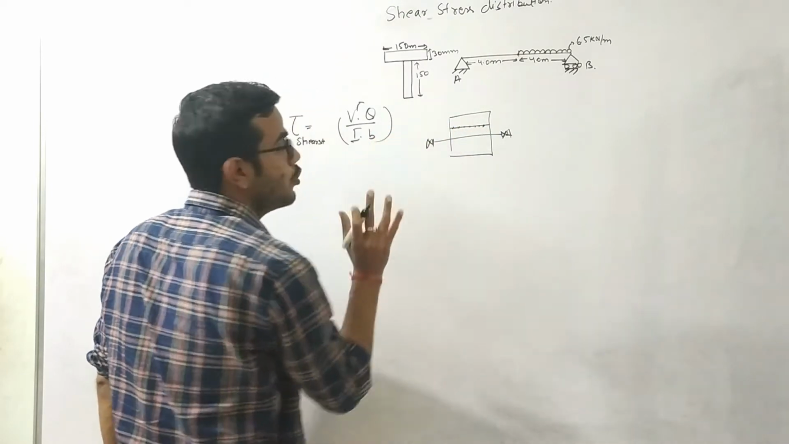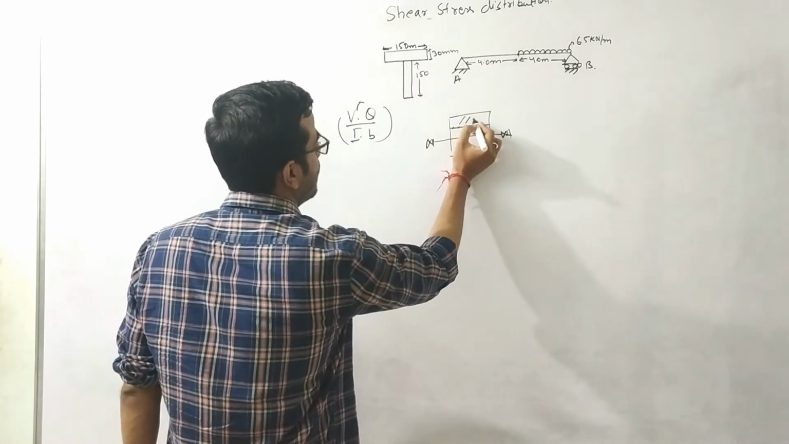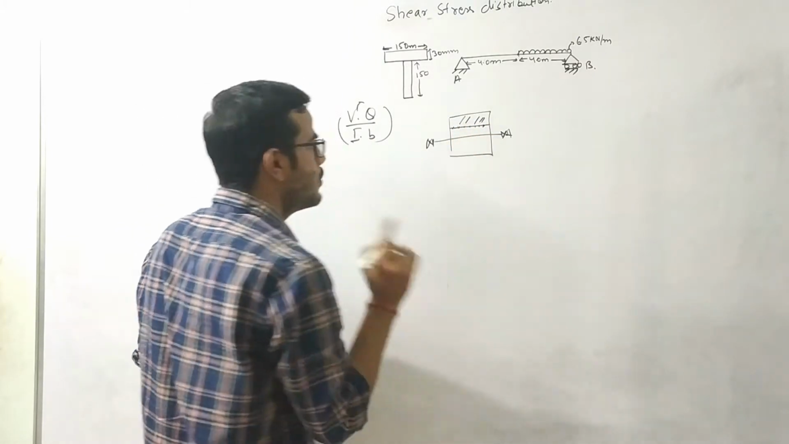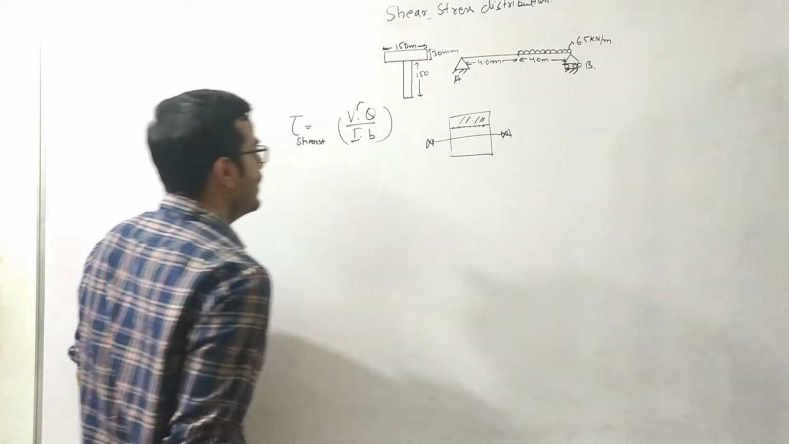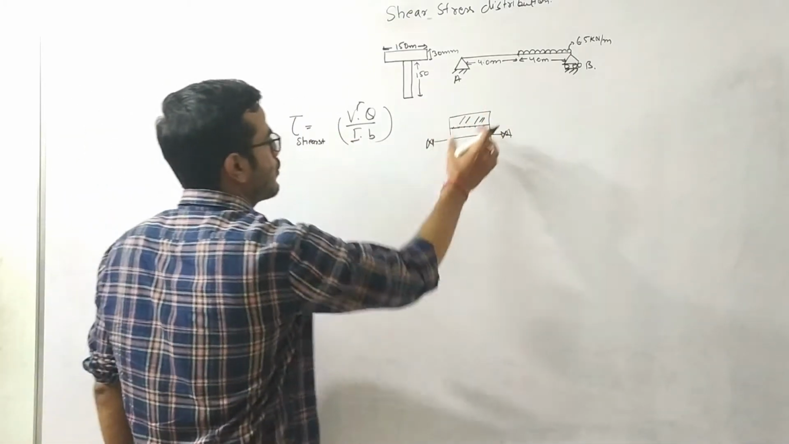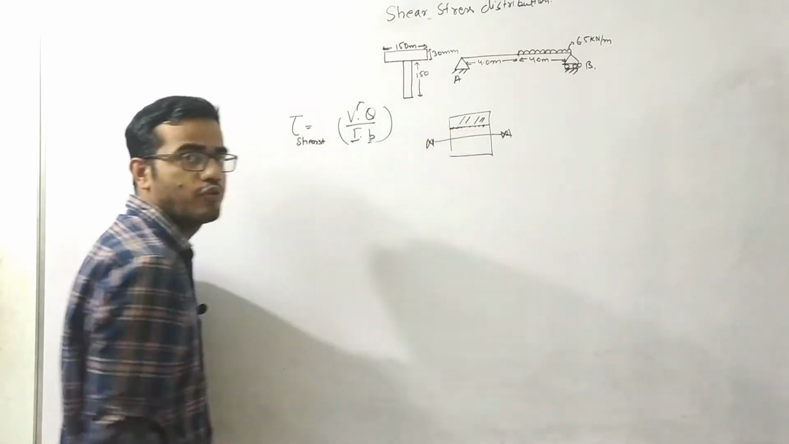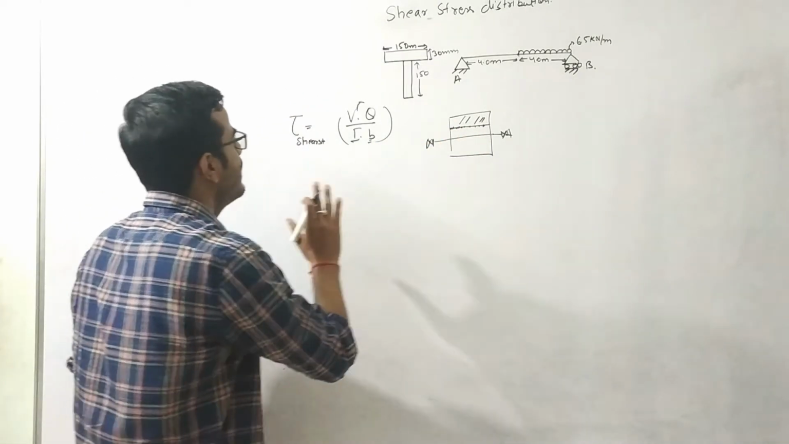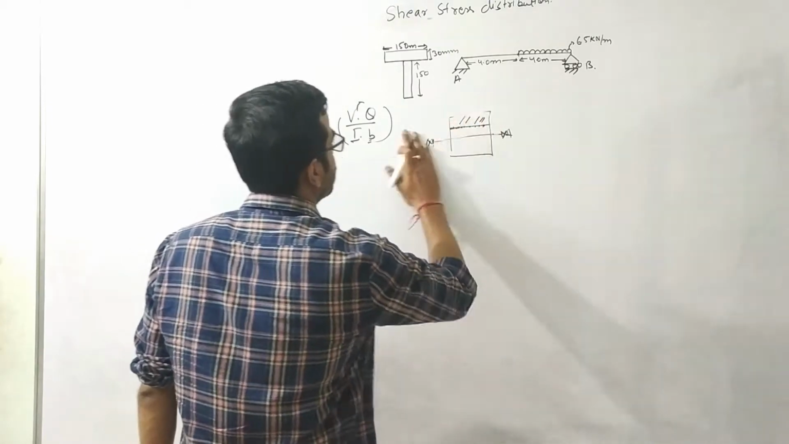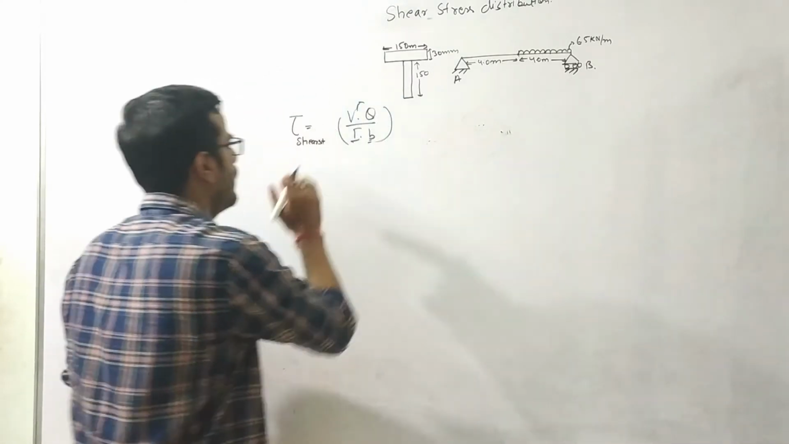So my Q will be the moment of this area above about the neutral axis, the first moment of area about this neutral axis, and I is the moment of inertia of the complete cross section about the neutral axis, and b is the width at that location where we have to find the shear stress. This is what we discussed in the last lecture about this formula.